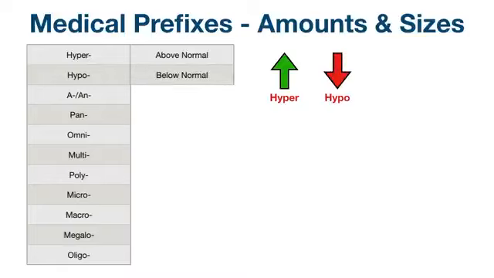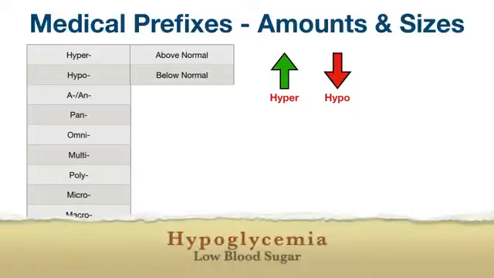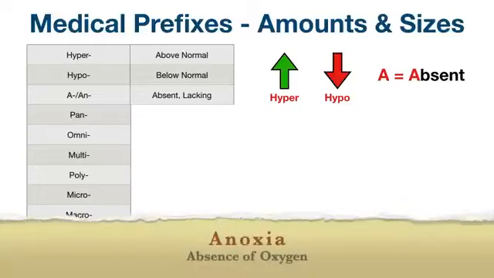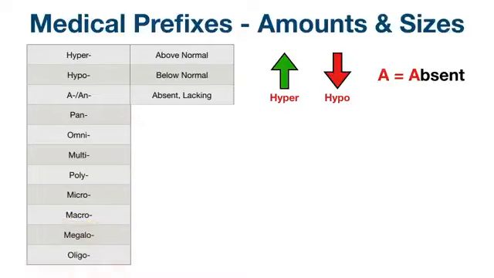Hypo is the opposite. It means below normal, deficient, low, or decreased. For example, hypoglycemia is the state in which blood sugar or glucose is low. Next, we have a or an, which means absent or lacking. This is easy to remember. Just use the a to remember the word absent. An example in medicine would be anoxia, which is the absence of oxygen reaching the tissues and organs.